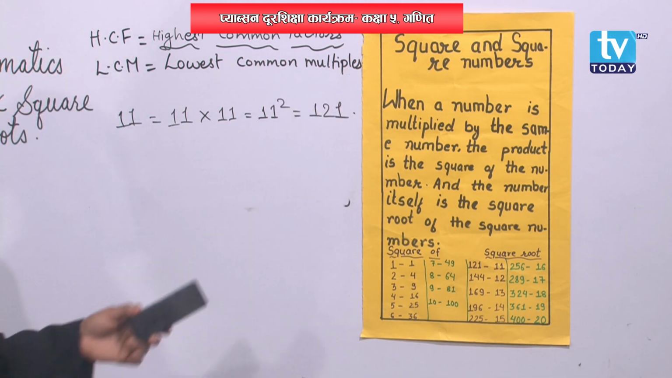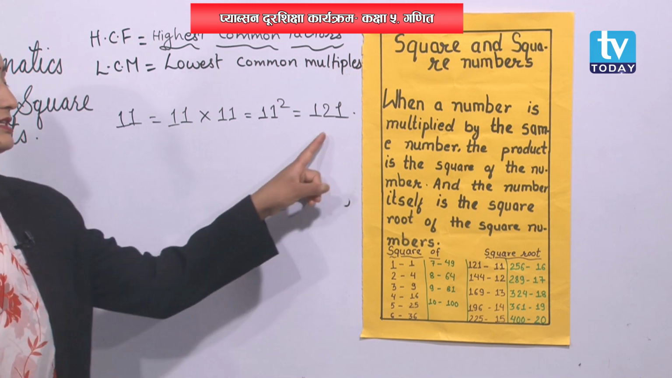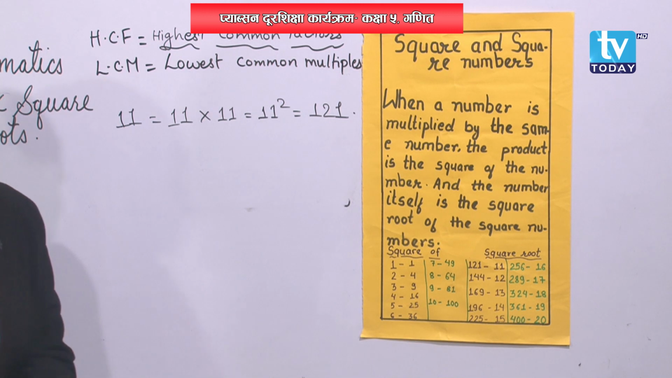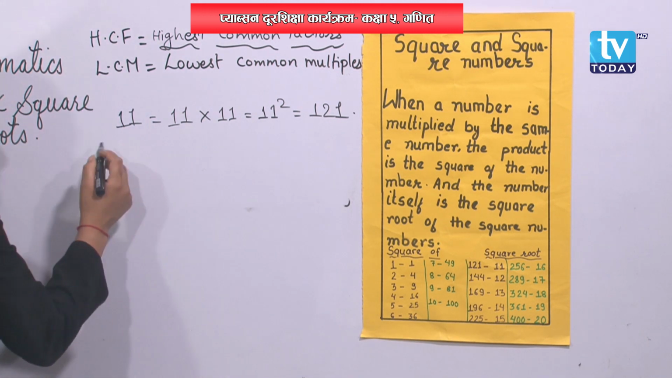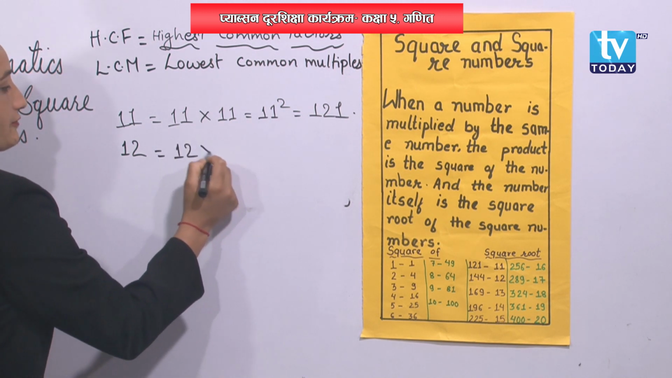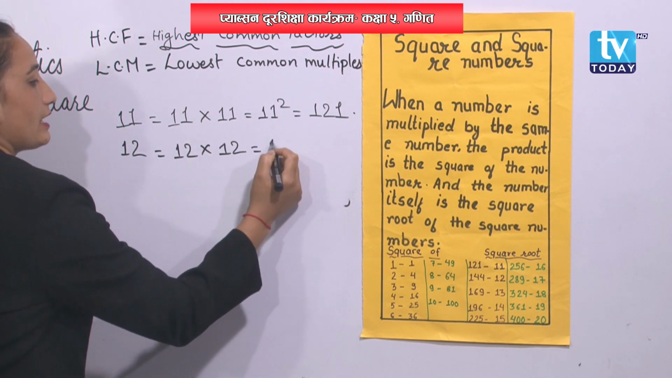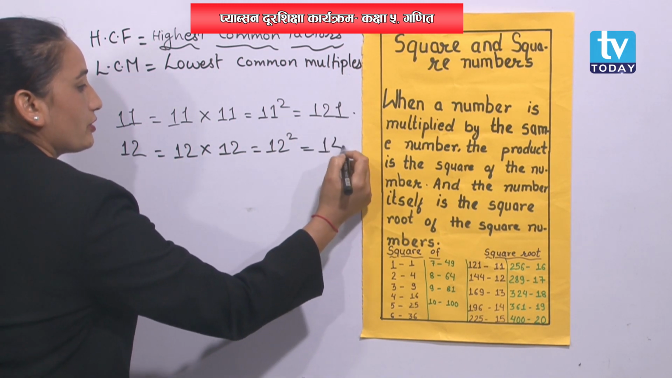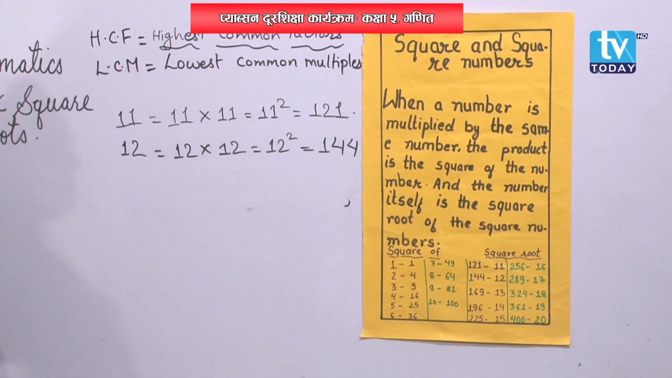11 into 11 equals 11 square, that is 121. Okay, and next is 12. 12 is, let's multiply it 2 times. That is 12 square equals 144. 12 times 12 is 144.